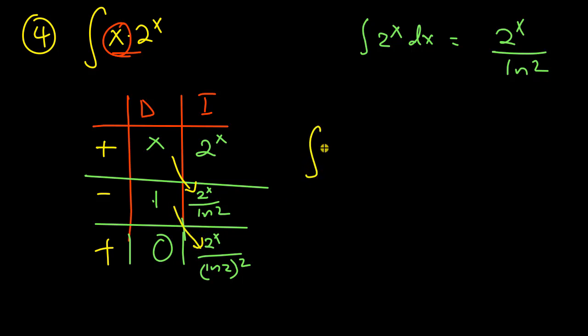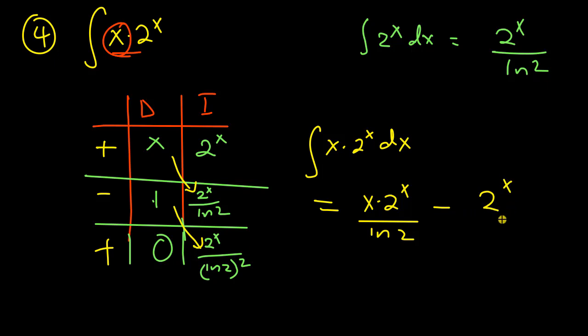And finally, the integral of x times 2 to the power x dx is going to be, so we have positive x times 2 to the power x divided by natural log of 2. Then minus 1 times all this. So we have minus 2 to the power x divided by natural log of 2 squared. I guess you can actually factorize out this. Oh, that should be plus a constant of integration.